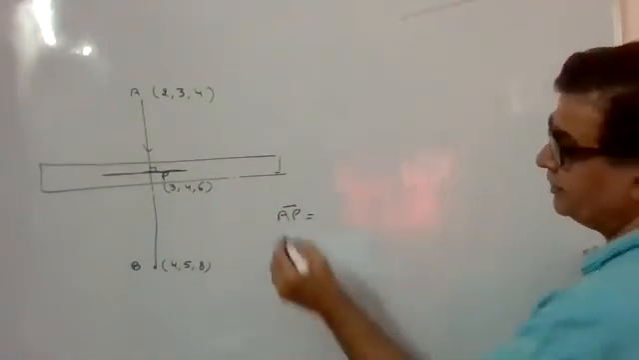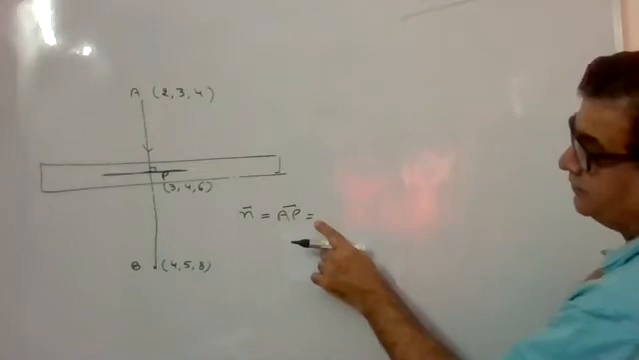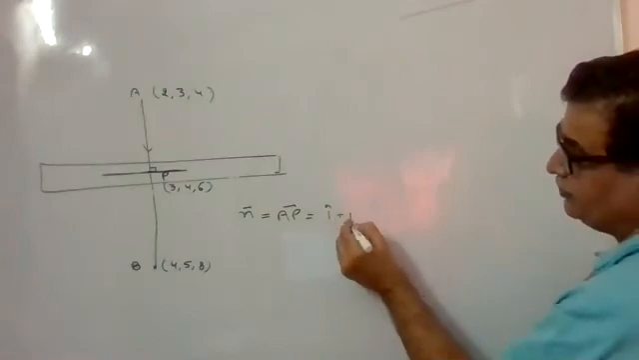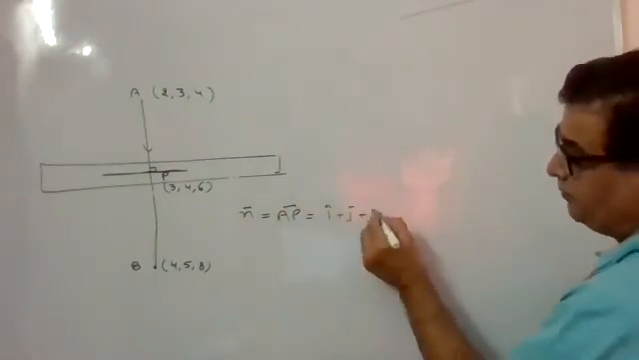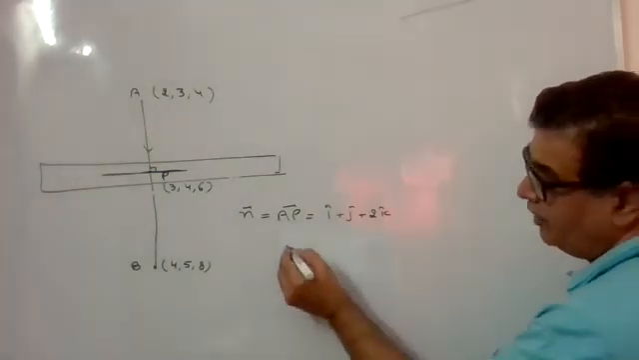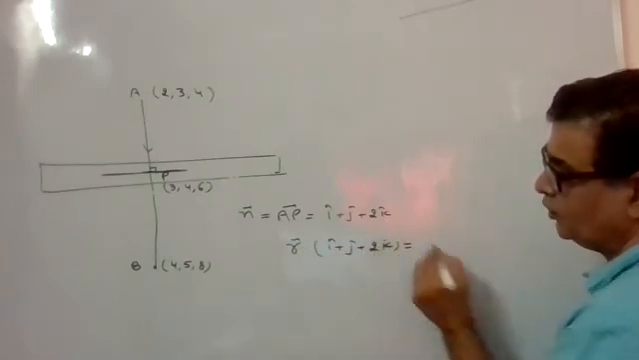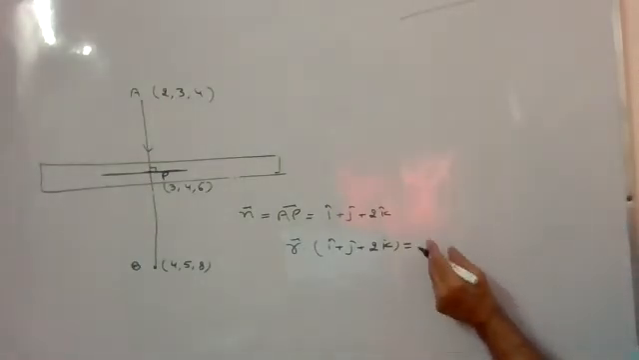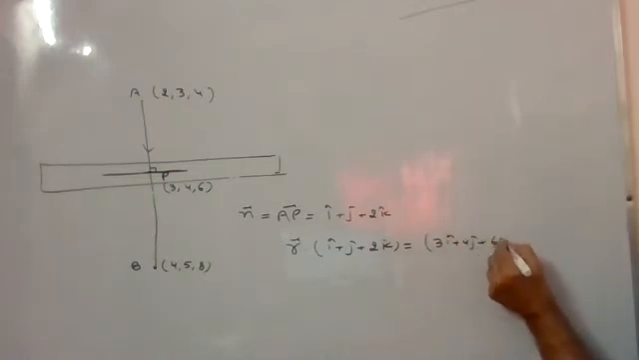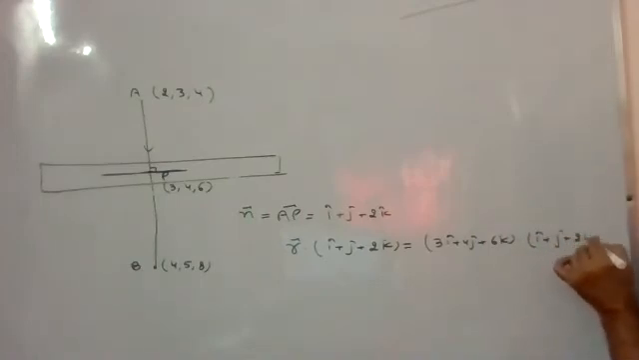So if I take the AP vector as the normal vector, this is your n. Position of P minus position of A. What will come? 3 minus 2 is i, 4 minus 3 is j, 6 minus 4 is plus 2k. Then we have R dot n, where n means i plus j plus 2k, equals A dot n. What will A be? 3i plus 4j plus 6k dot (i plus j plus 2k).